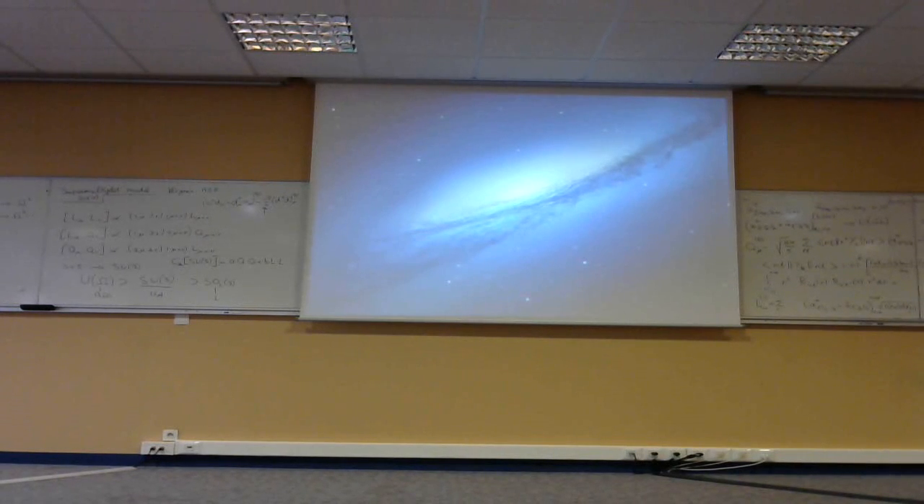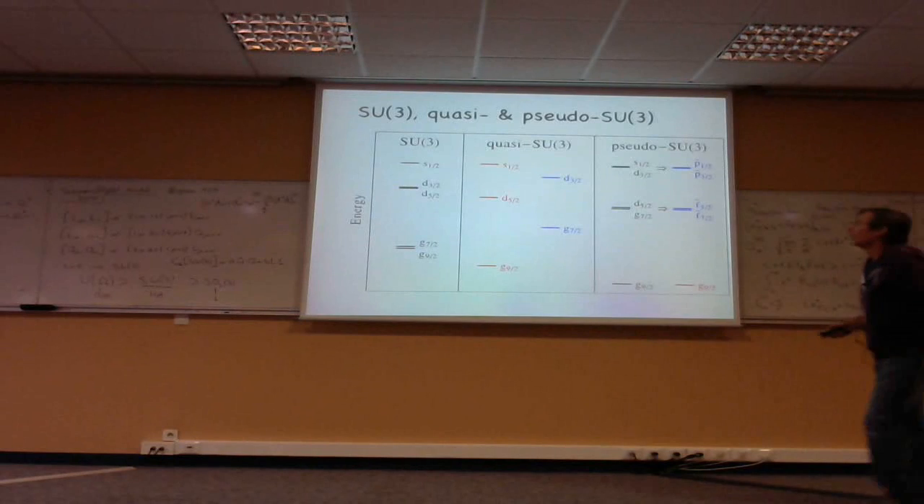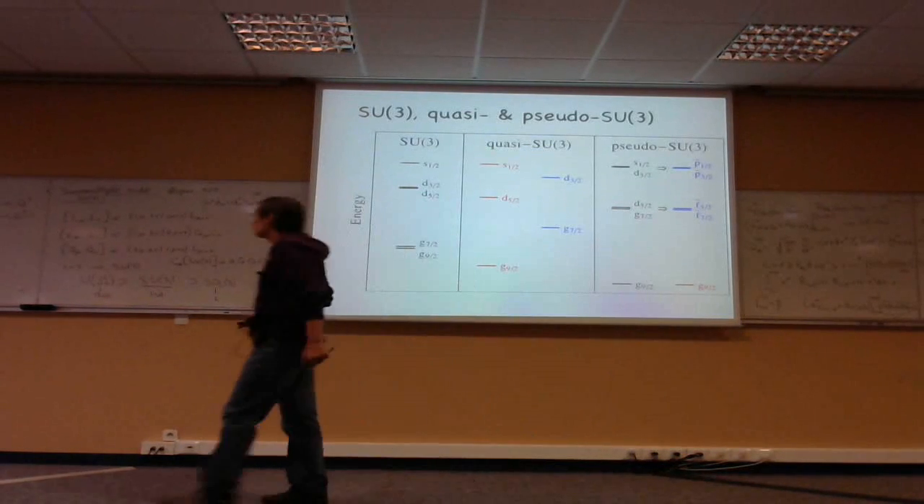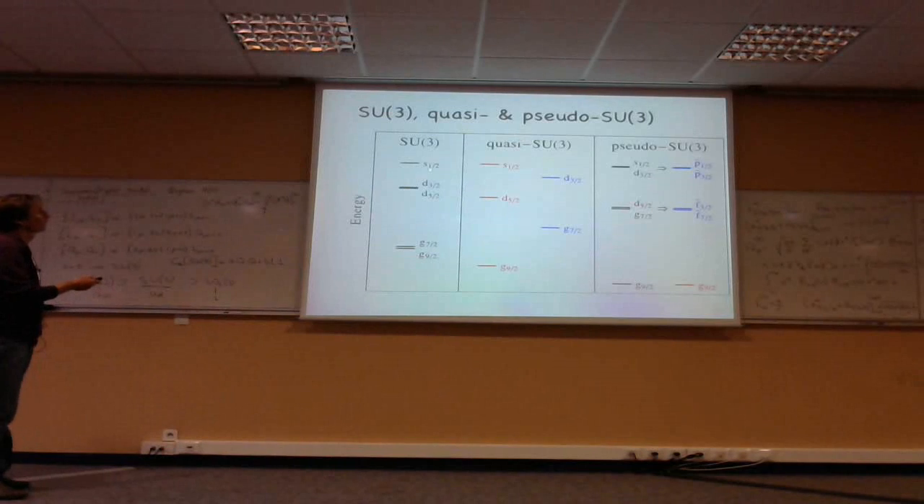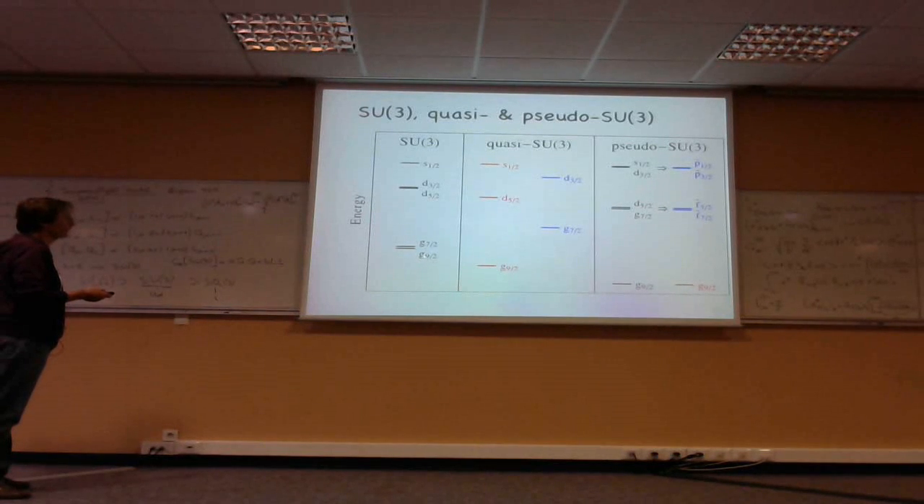Yes, maybe one thing I would like to mention. Let me show this figure. There is this problem that SU3 is an LS coupling scheme. You require, and this is for the SDG shell as an example, that G7 halves and G9 halves are degenerate, D3 halves and D5 halves are degenerate, and S1 half is on its own.